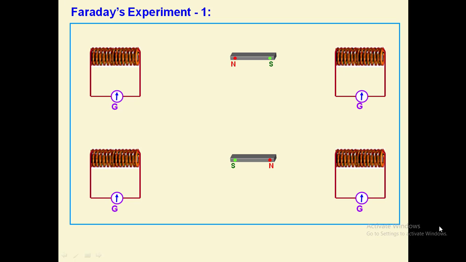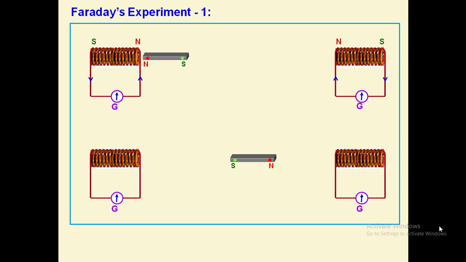Whenever all three are at rest, there is no deflection in the galvanometer. Even though the field lines are passing through both the coils, that means there is a flux linked with respect to the solenoid coils present on the left and right hand side. So whenever there is no motion, there is no current. What Faraday did, he simply moved the bar magnet towards the solenoid coil.